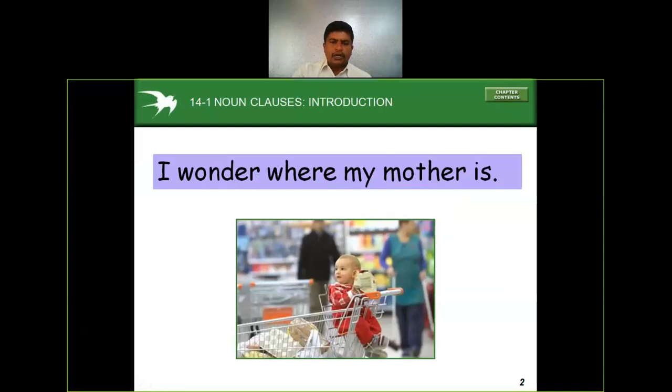Dear students, already in your previous classes, you learned about what is a noun. Noun is a word which denotes the name of a person, place, animal or thing, which is known as noun. Okay, but what is meant by clause? Just before going to a statement or a definition of clause, I would like to introduce some examples.